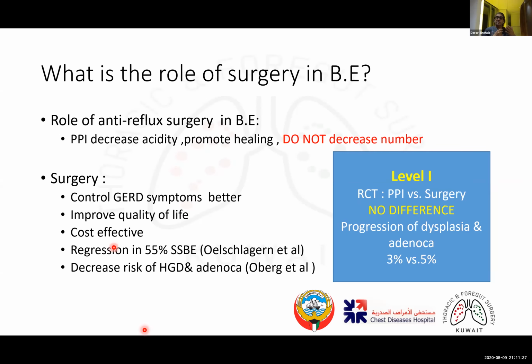But if you compare it to PPI, proton pump inhibitor, we have level 1 data now, RCTs comparing PPI to surgery. They concluded that there is no difference in progression of dysplasia and adenocarcinoma between PPI and surgery. So whether we operate or not, I think it depends on symptoms or how severe the symptoms are. But in terms of progression to adenocarcinoma, I think there is no difference.